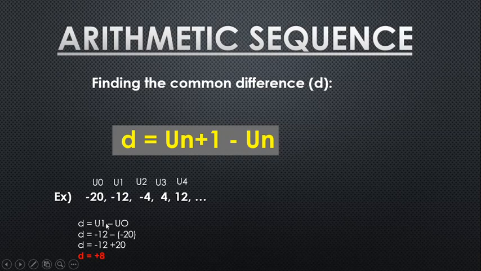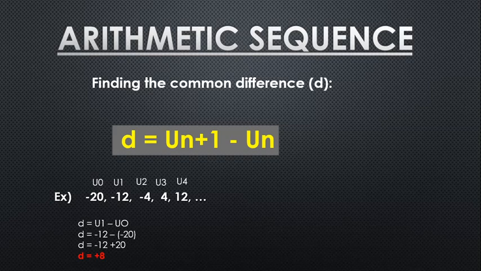So it will be u1 minus u0, which is minus 12 minus minus 20, which is minus 12 plus 20, and it will be equal to 8. So the difference, the common difference, will be equal to 8.